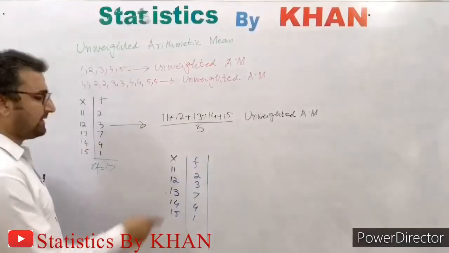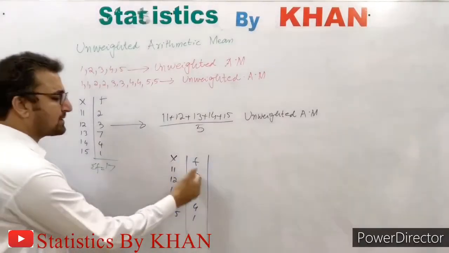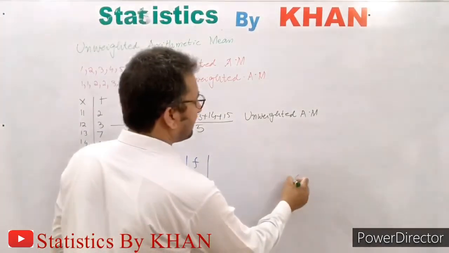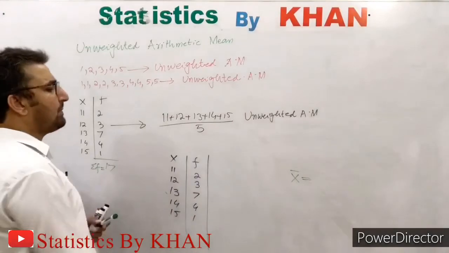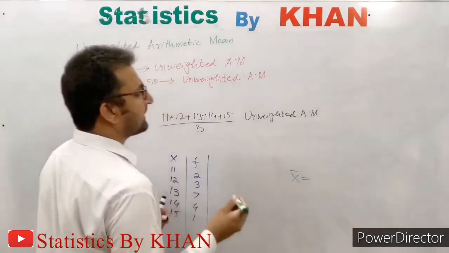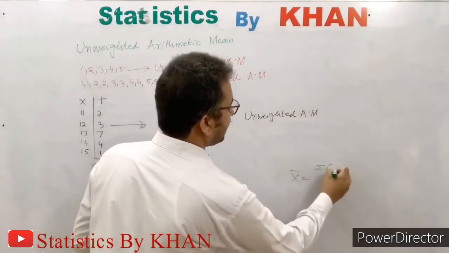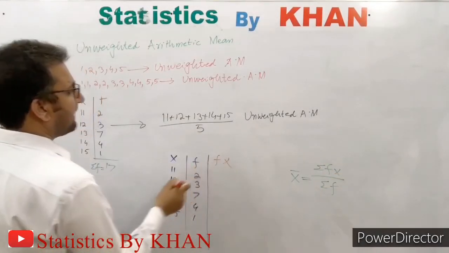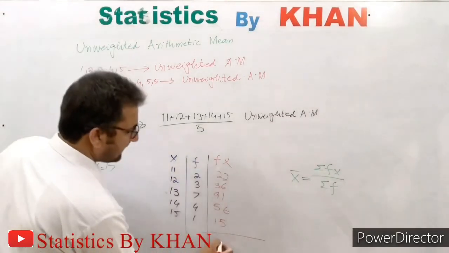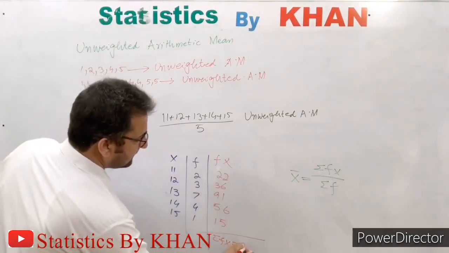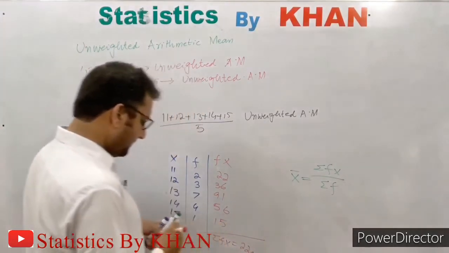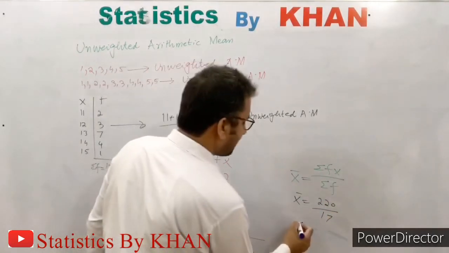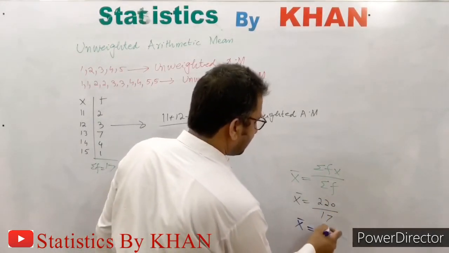What do I mean? If I take the values of the variable with respect to frequencies and compute the arithmetic mean, and I assume this is sample data, the notation for the arithmetic mean would be x bar, and the formula would be summation fx divided by summation f. This is the direct method. So simply multiply f and x. If we add this column, we get summation fx is 220. Plugging in the values, x bar would become 220 divided by 17, or approximately 13. So this is the arithmetic mean.